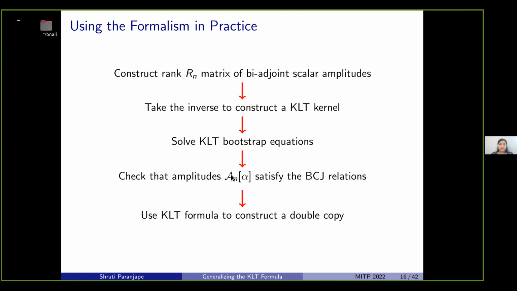In practice, what does this mean? It means that I can start with a matrix of bi-adjoint scalar amplitudes. These don't have to be cubic, they don't have to be leading order, they're just some theory of a bi-adjoint scalar. I take the inverse of a full rank submatrix to construct a KLT kernel. I enforce that such a KLT kernel must satisfy the KLT bootstrap equations. I then check that my amplitudes satisfy the corresponding BCJ relations, and finally I can use the KLT formula to construct a double copy. Okay, so these were a lot of words and a lot of formal setup.